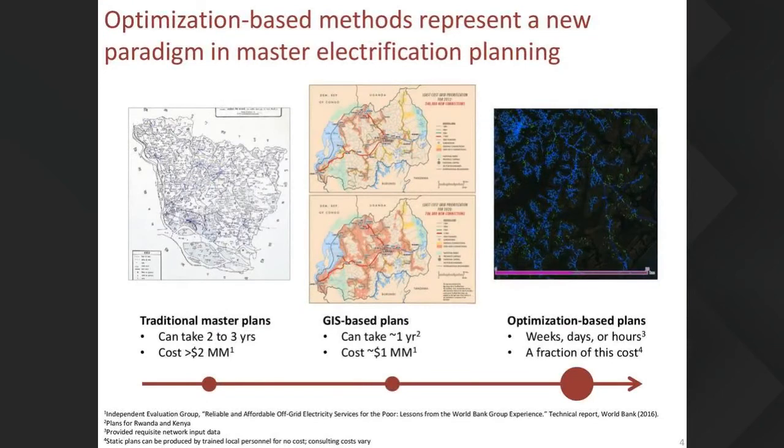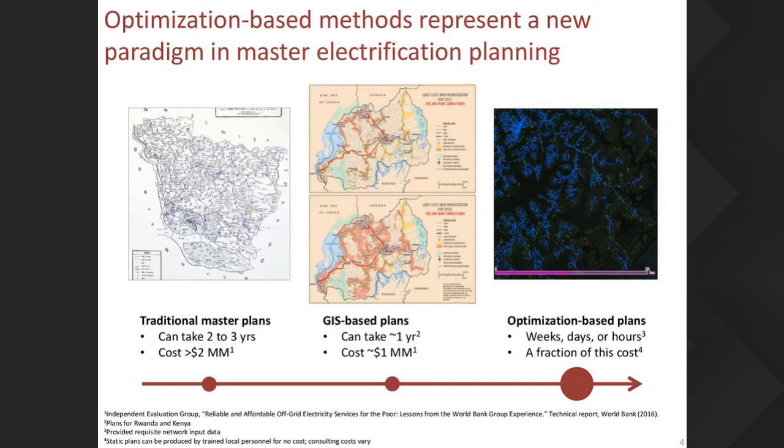So we're thinking a lot and doing a lot in the world of electrification planning, master electrification planning. And we're showing that optimization-based plans really are a new paradigm for this endeavor. So on the left here, we have traditional master plans that can take maybe 2 to 3 years to produce. They're very manual. They can cost quite a lot of money to produce these plans. And really the issue is that once you create these plans, they're not very flexible. They're difficult to update. And they really go out of date as soon as they're published or soon thereafter.